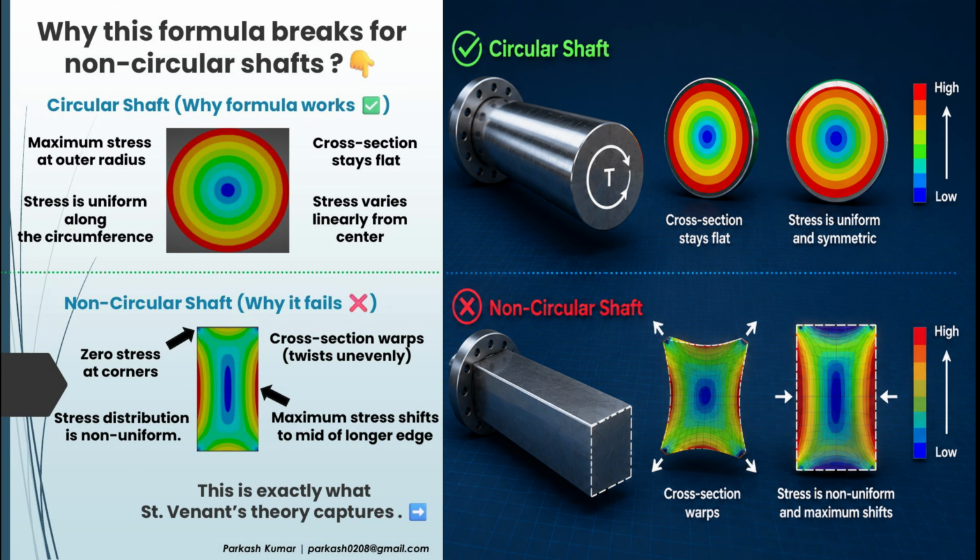A square or rectangular shaft behaves very differently. As it twists, the cross-section no longer stays flat. Instead, it warps, meaning different regions deform by different amounts. This completely changes how the stresses are distributed. The corners experience very little shear stress, while the maximum stress shifts toward the middle of the longer edges. Since the original assumptions are no longer valid, the classical equation can no longer predict the correct stresses or angle of twist.